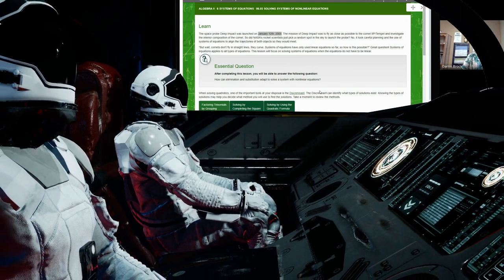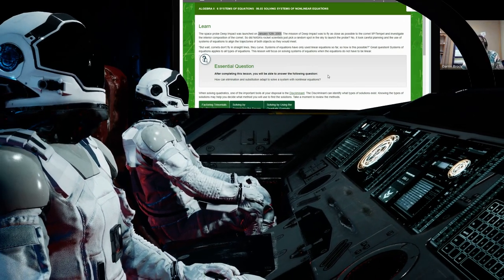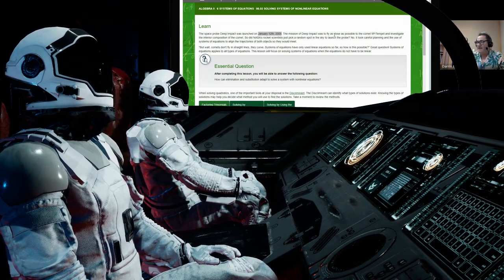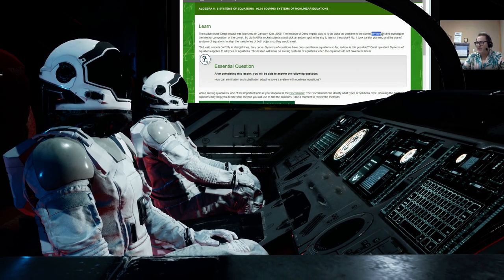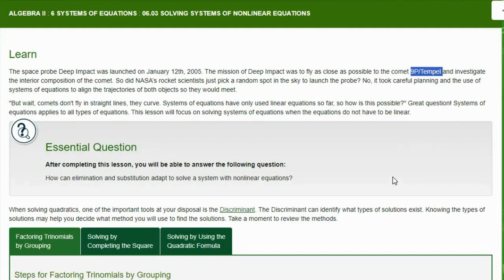So Deep Impact, the mission of this probe that we sent into space was to fly as close as possible to this comet called 9P/Temple, and investigate the interior composition of the comet. You know, for some reason scientifically, we like to know what comets are made of. You know, somehow that helps us. So they want to see what this comet is made of.